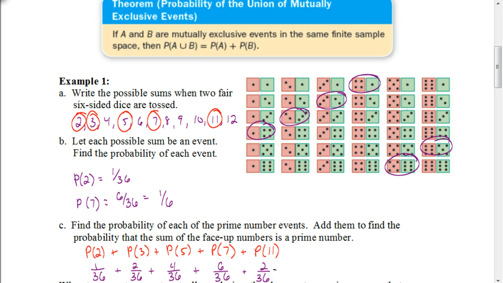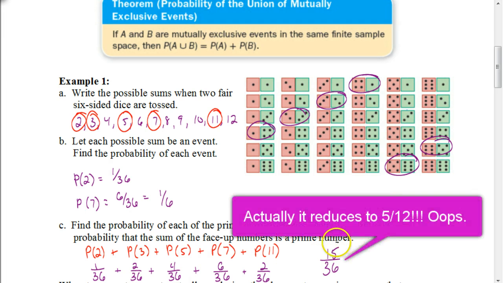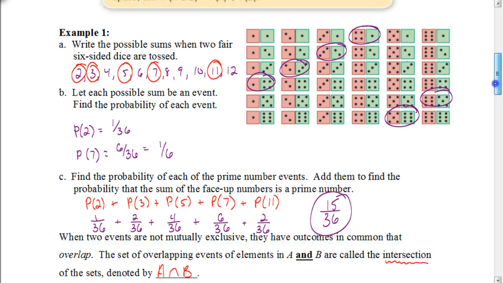out of 36. So if we add all these together, we can see that our denominator is still going to be 36. Add the numerators together. 1 plus 2 is 3. 3 plus 4 is 7. 7 plus 6 is 13. 13 plus 2 is 15. So we get 15 out of 36. That can't be reduced, so that would be our answer.